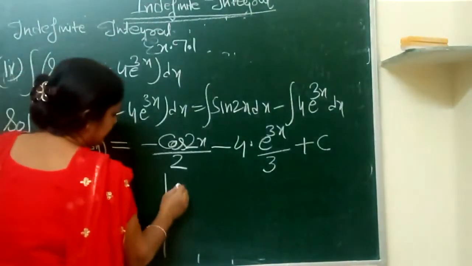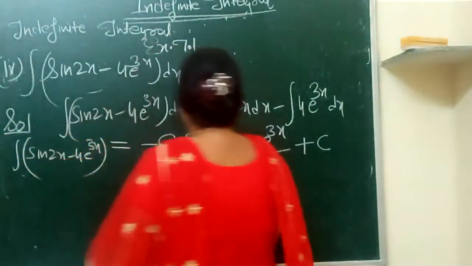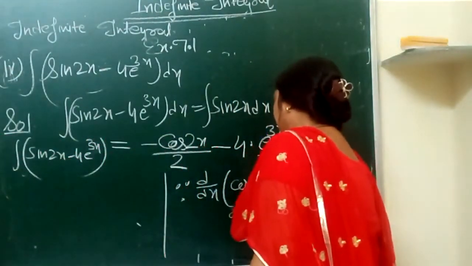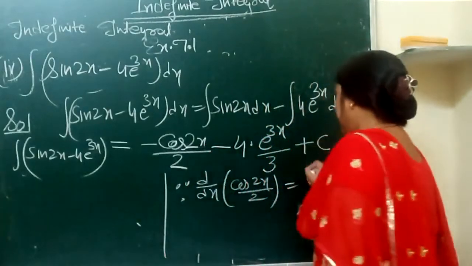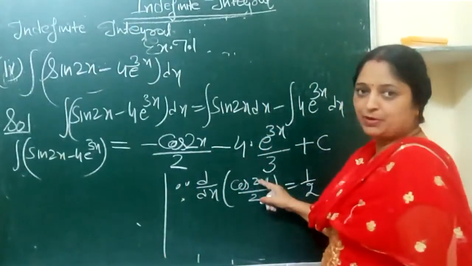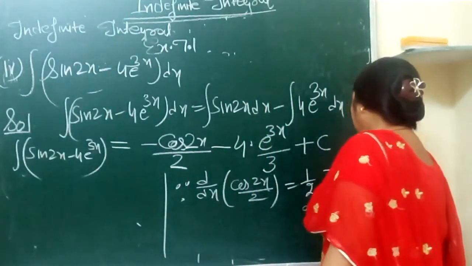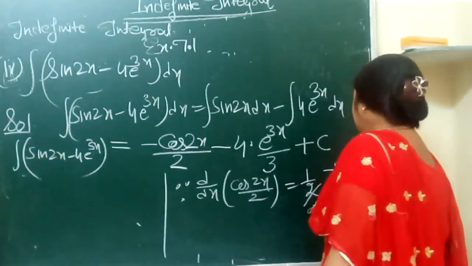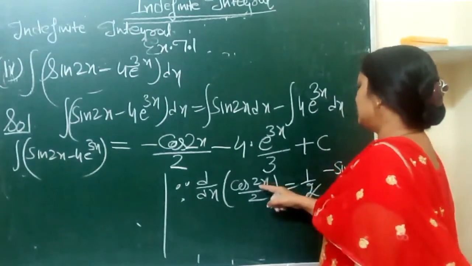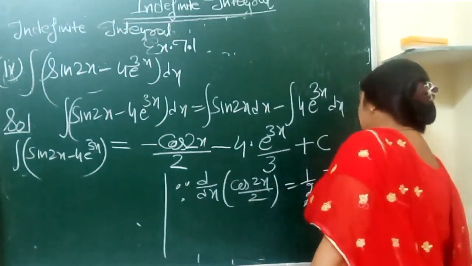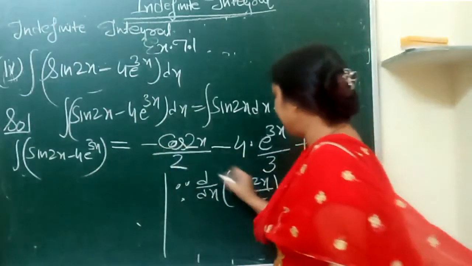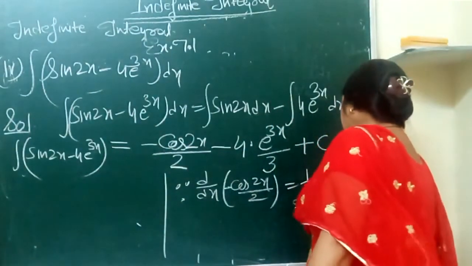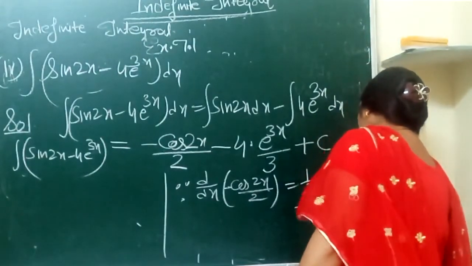After that we will check its inspection. So derivative of cos 2x upon 2 is 1 by 2 outside, and derivative of cos 2x is minus sin 2x into 2. So 2 cancel. What is coming here? Derivative of cos 2x is minus sin 2x, and minus is already there, so minus minus plus sin 2x.